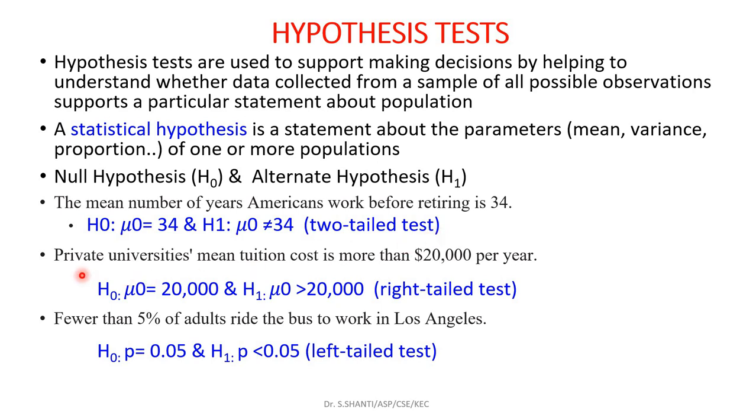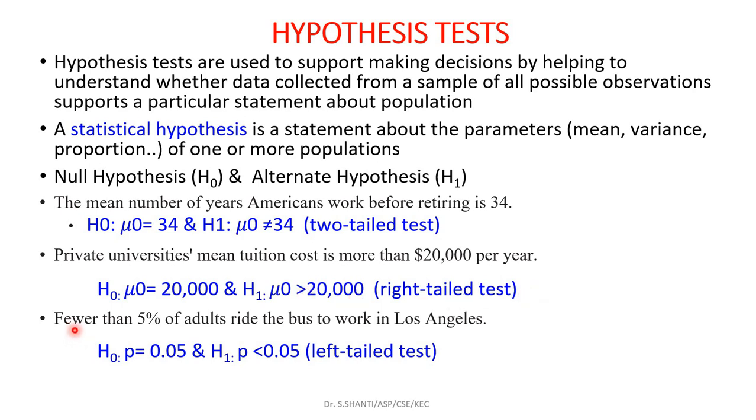Another statement is: a private university's mean tuition cost is more than $20,000 per year. Here the parameter of interest is also the mean, and the amount is $20,000. So the null hypothesis is mean equal to 20,000, and since the statement says the tuition cost is more than $20,000, the alternate hypothesis uses the greater than operator: the mean is greater than $20,000. In that case we will use the right tail test.